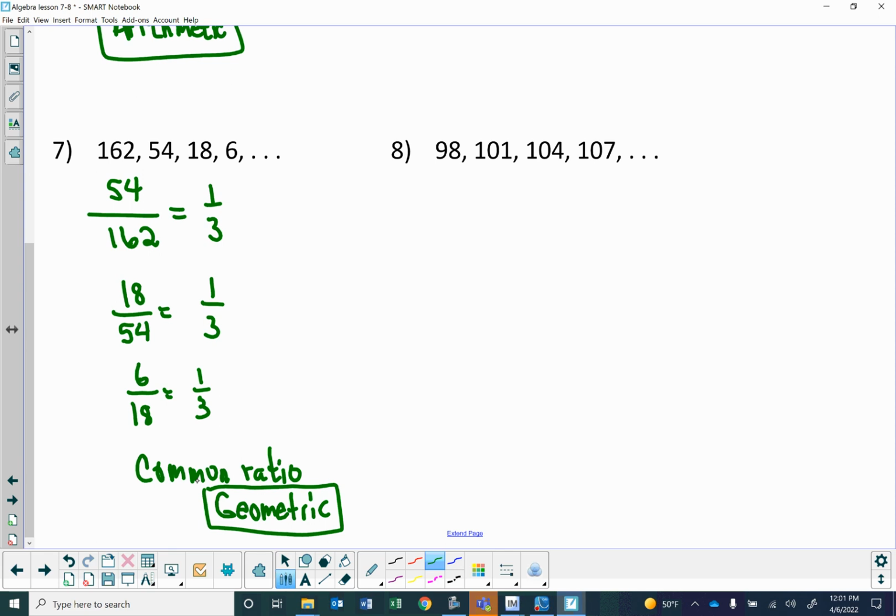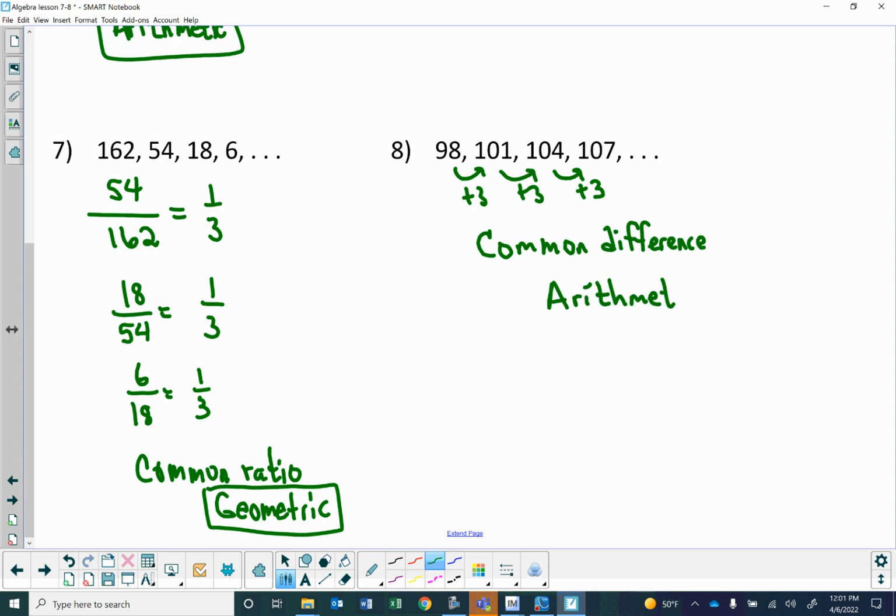All right, number 8 here, 98 to 101, 101 to 104, 104 to 107. Well, I know we have to be adding or subtracting. 98 to 101, we add 3. 101 to 104, we add 3. 104 to 107, we add 3. So it has a common difference. So it has to be arithmetic. Now, if it wasn't either geometric or arithmetic, you would just say that it is neither a geometric sequence nor an arithmetic sequence.